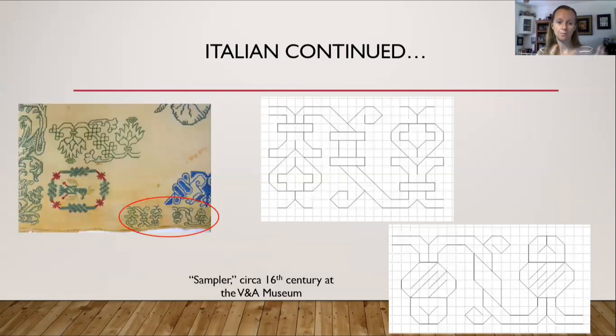This is an enhanced picture of a much larger sampler at the V&A Museum. It's from the 16th century. And inside the red circle on the bottom right-hand side of the picture on the left, I have included the 2 patterns that are there, and they're in the middle and the bottom right of the page.